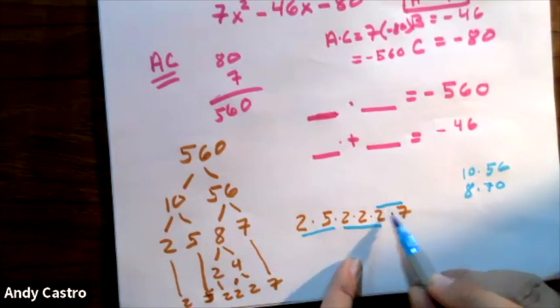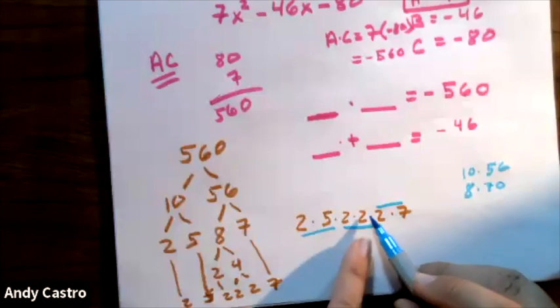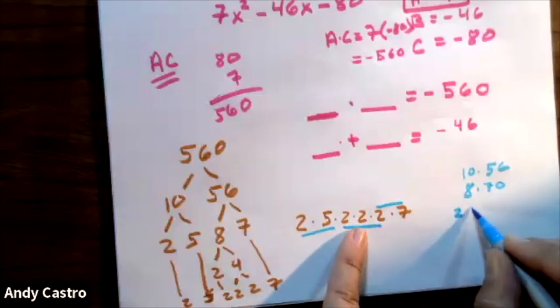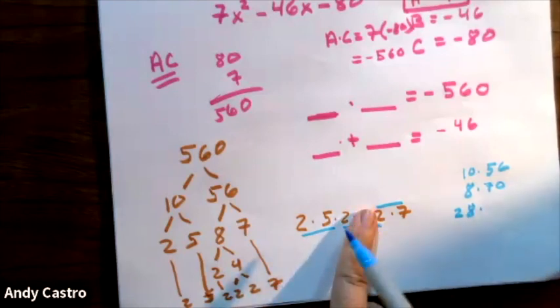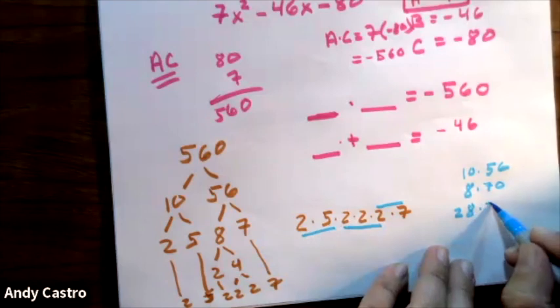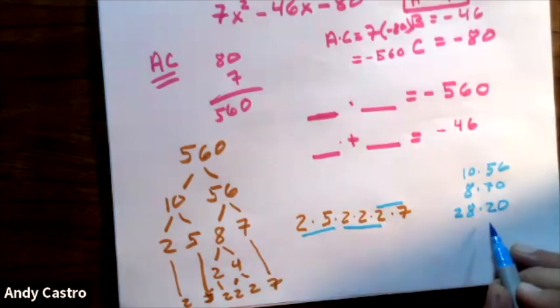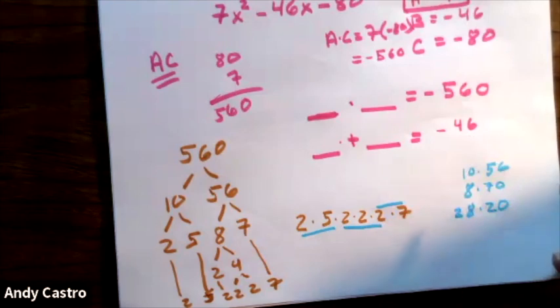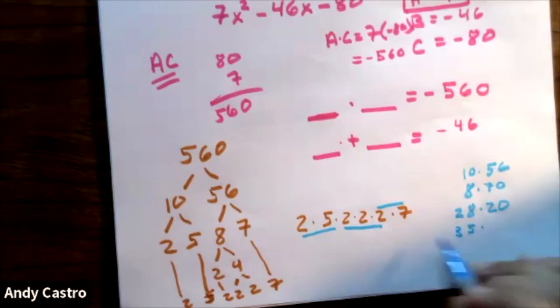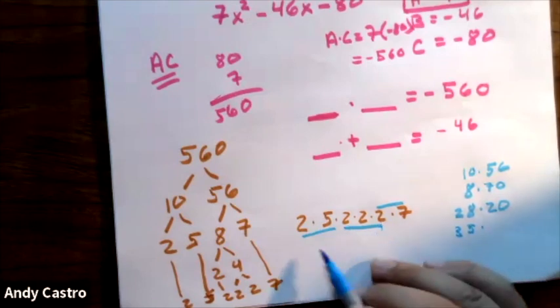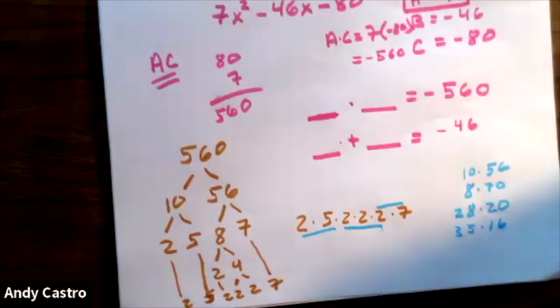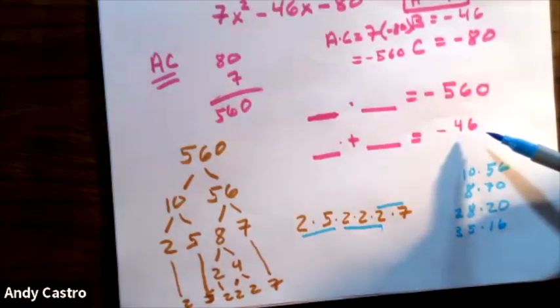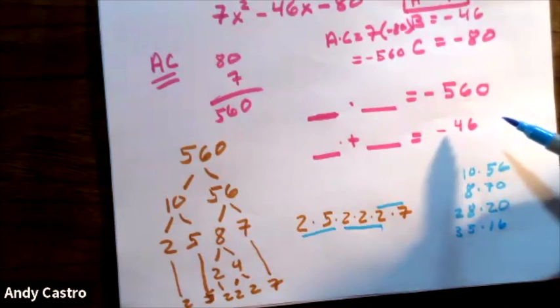Here we've got 14 times 2 is 28. And then over here we have 2 times 2 is 4 times 5 is 20. Well, that's 48. If I add those two together, I'm getting close. Let's see. 5 times 7 is 35. And then 2 times 2 times 2 is 8, times 2 is 16. Does that get me to 46? No.